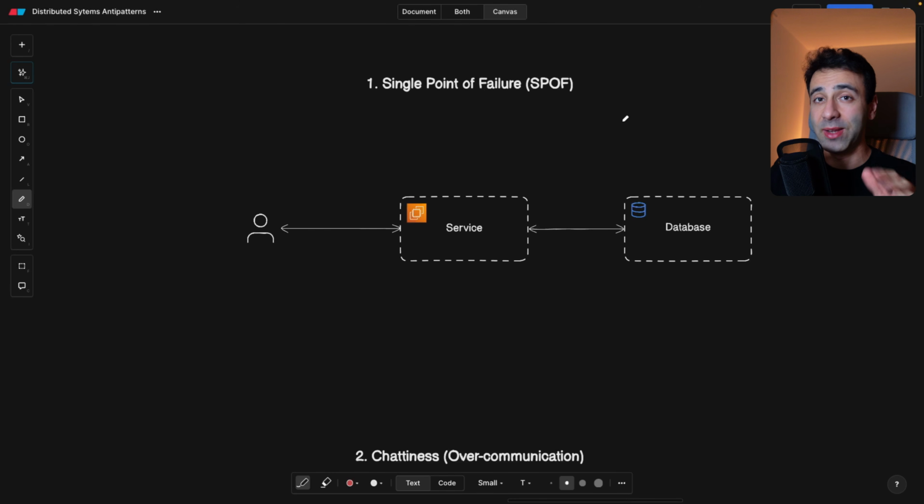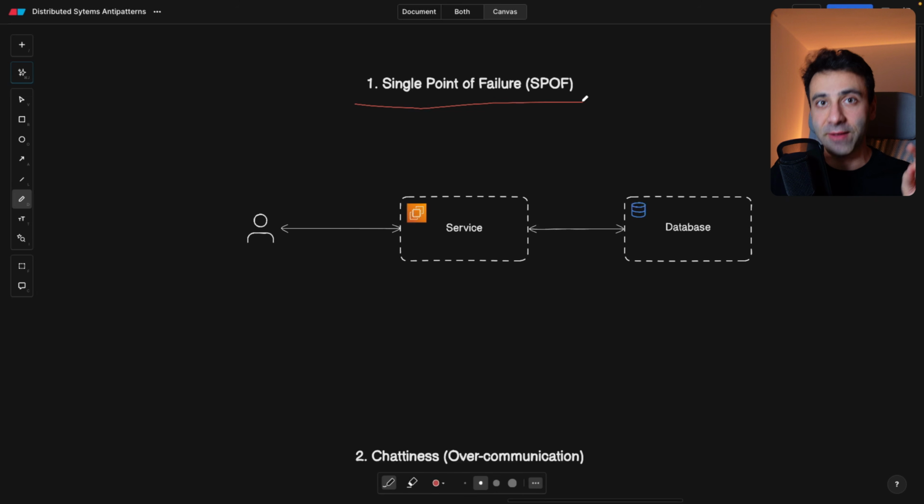Distributed systems are really the backbone of everything that a normal developer would work with, be it databases, their replicas, microservices, and there are some anti-patterns that you should be aware of. First one being a single point of failure. You should always make sure that you don't have a single point of failure.